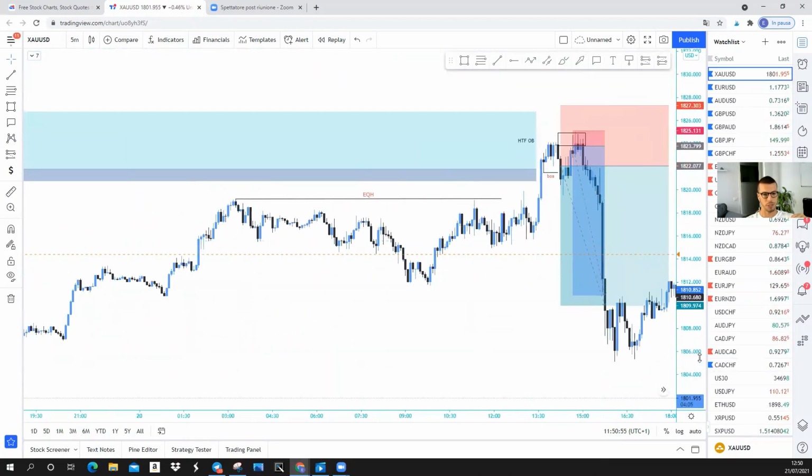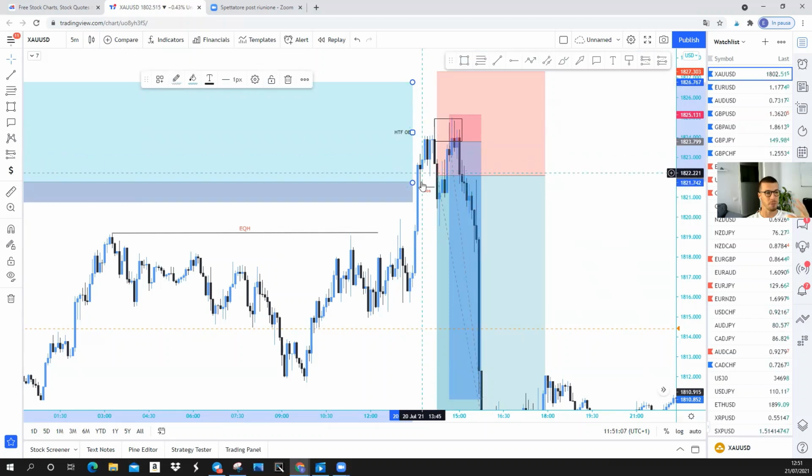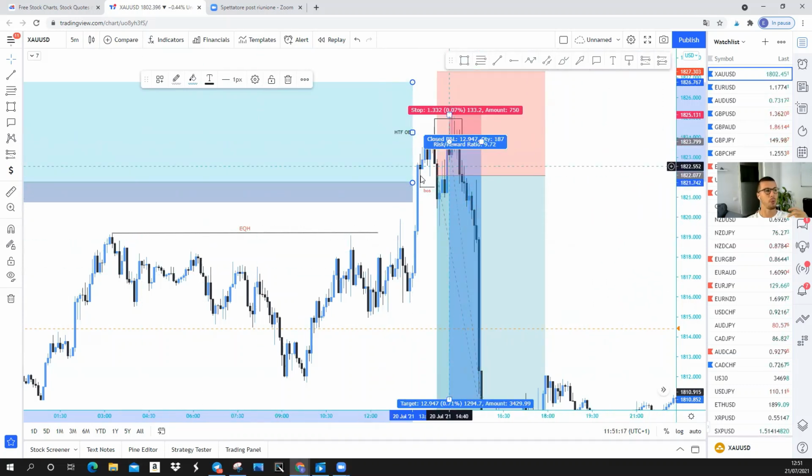We have equal highs right here, a lot of liquidity to grab, big push to the upside. I love to see this big push going inside the supply area, which is basically even better for me because a lot of people are getting scared of the big pushes and they will not enter. Now, big push to the upside, grabbing liquidity, perfect.